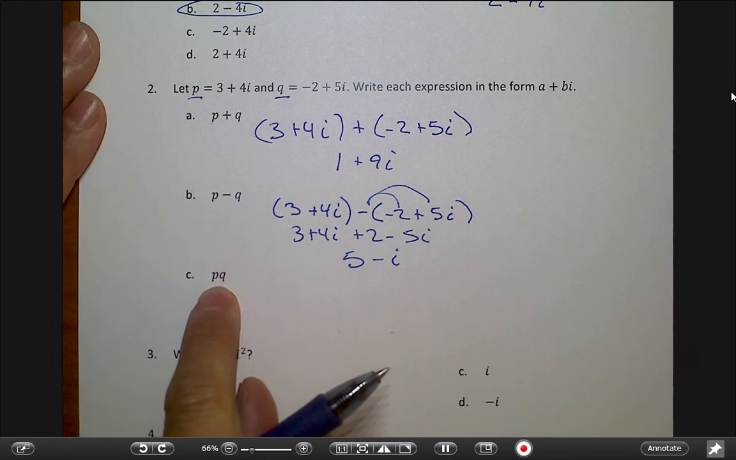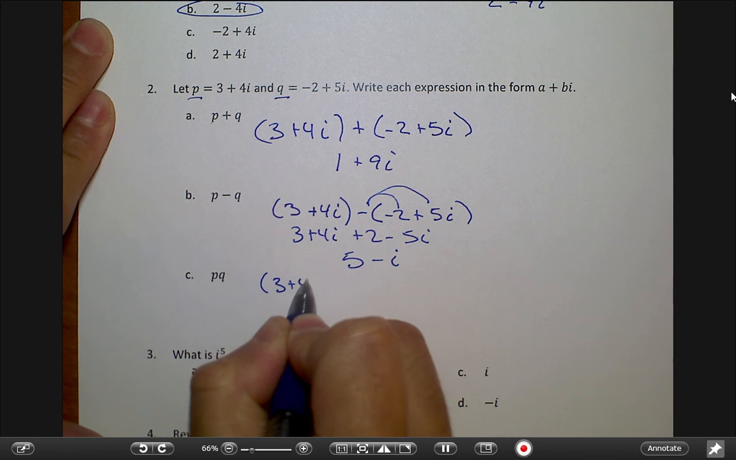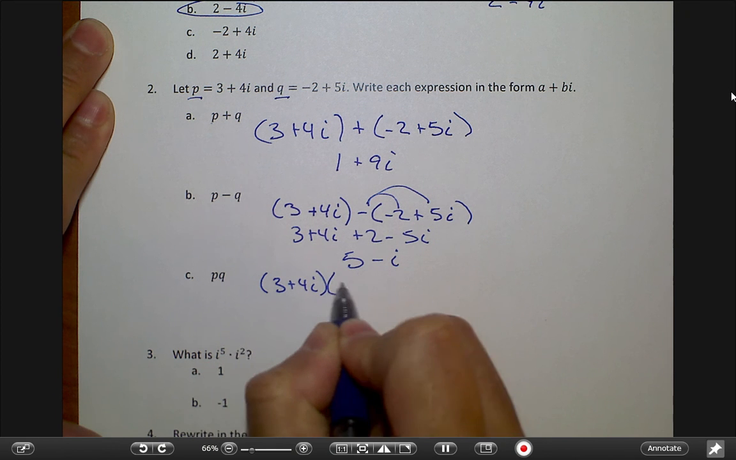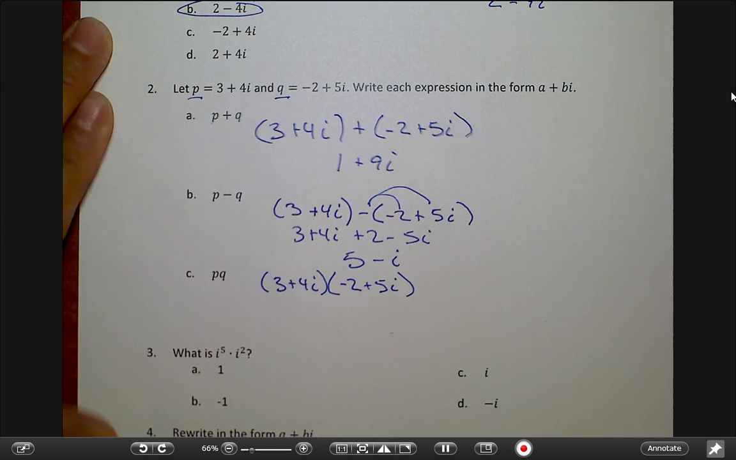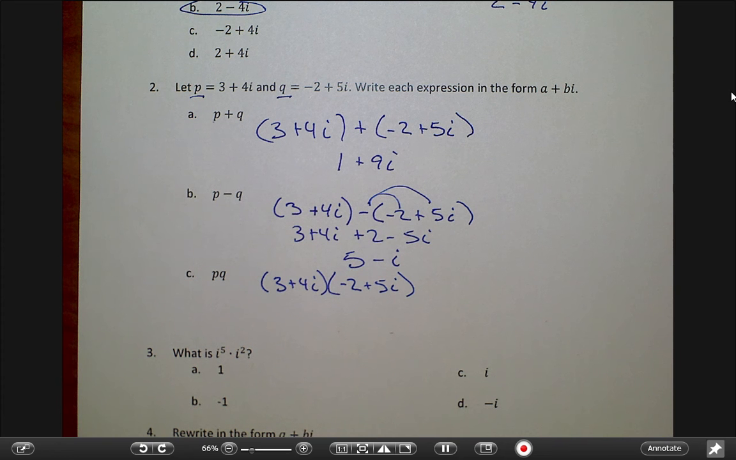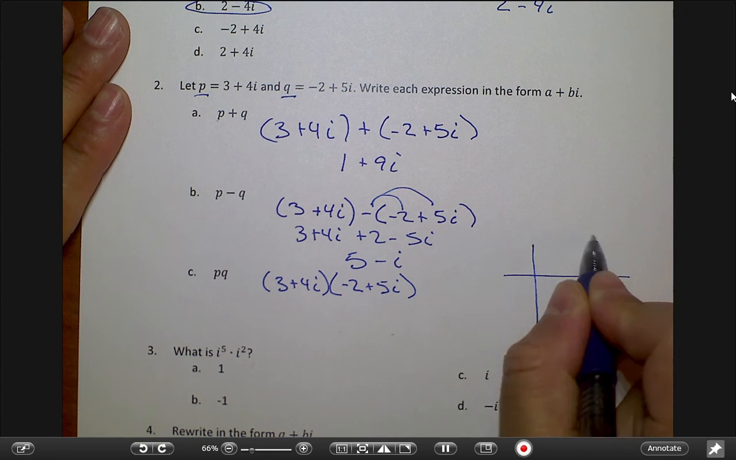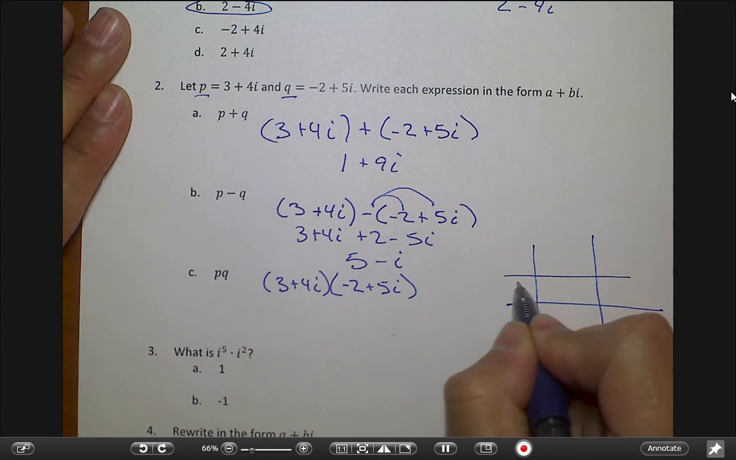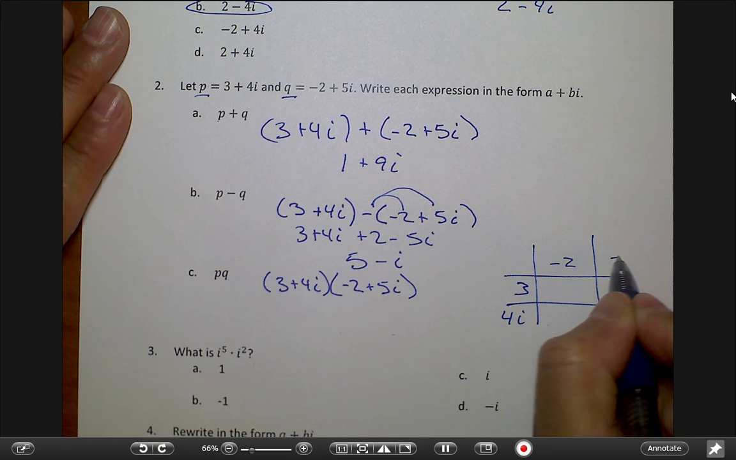And this is going to be P times Q. So I'm going to put it together: 3 plus 4I and negative 2 plus 5I. And for people that are struggling with their multiplication, the box method is usually the best for this one instead of doing the FOIL method. So I'm going to draw a box. 3, 4I, negative 2, 5I.